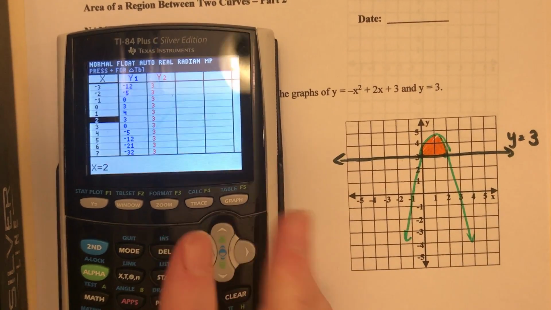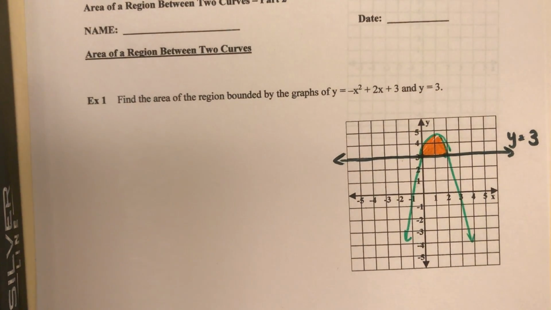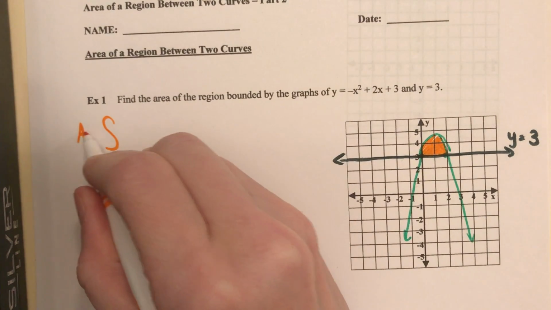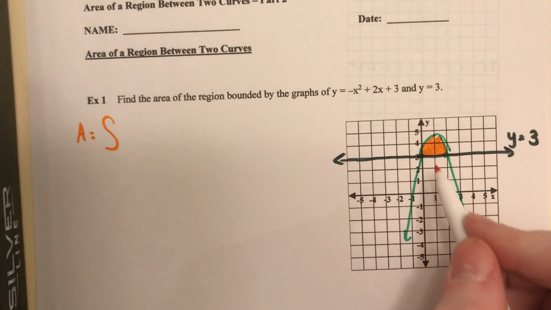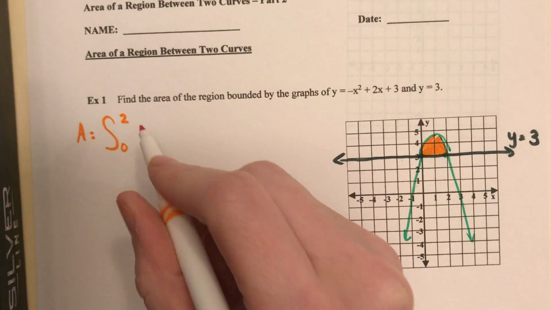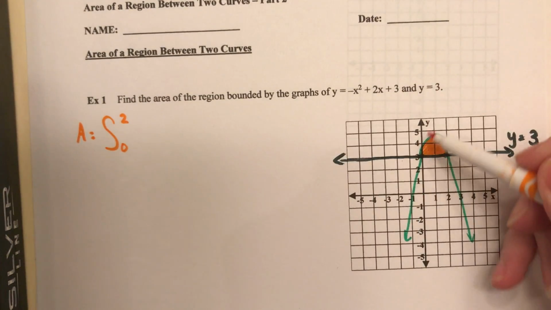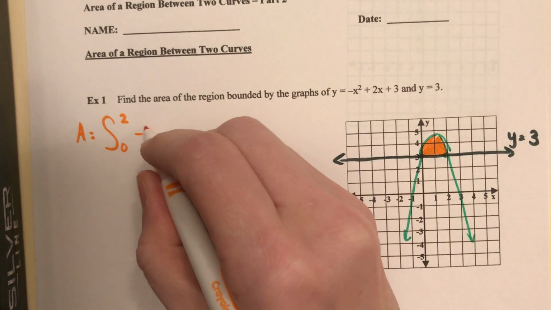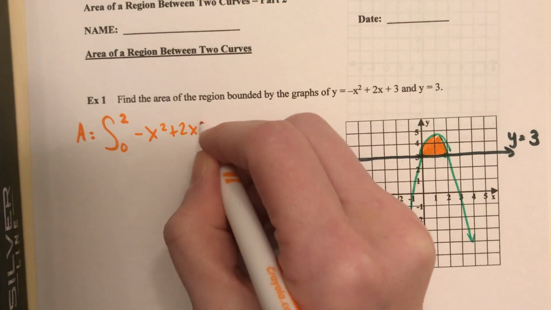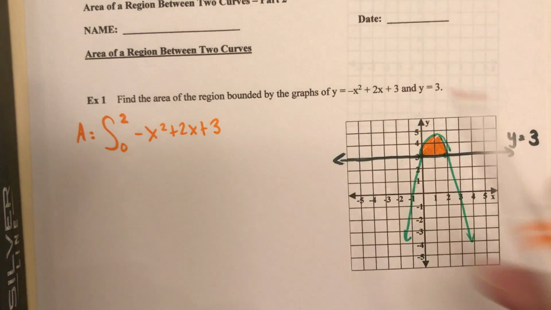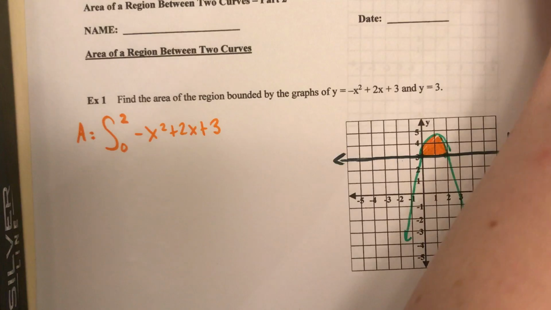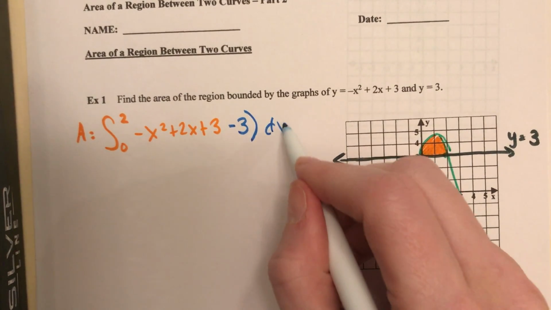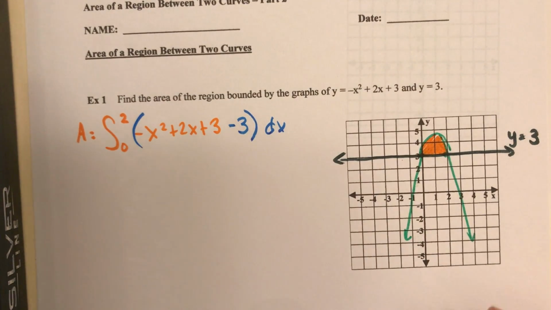Okay, so we talked in part 1 about how when we find the area, we're going to do the integral from a to b. So my starting points would be 0 and 2 of top minus bottom. So the graph on top of the shaded region is the green graph here. So my parabola, negative x squared plus 2x plus 3, minus the graph on the bottom, which is 3, dx. So now I'm going to take the integral.